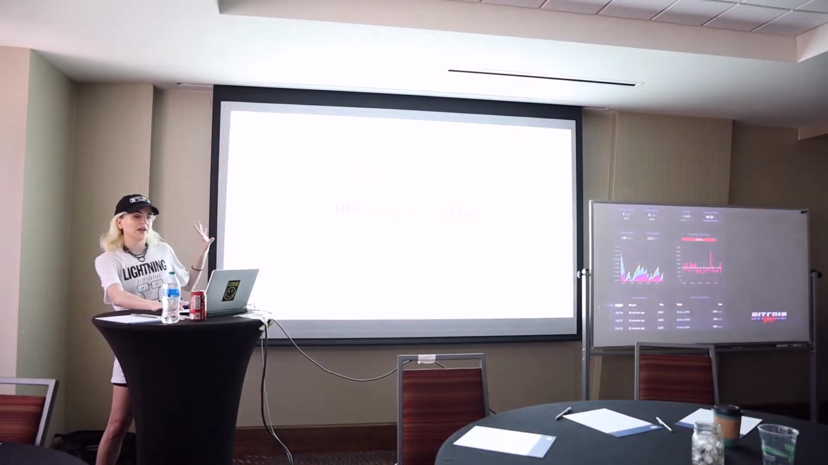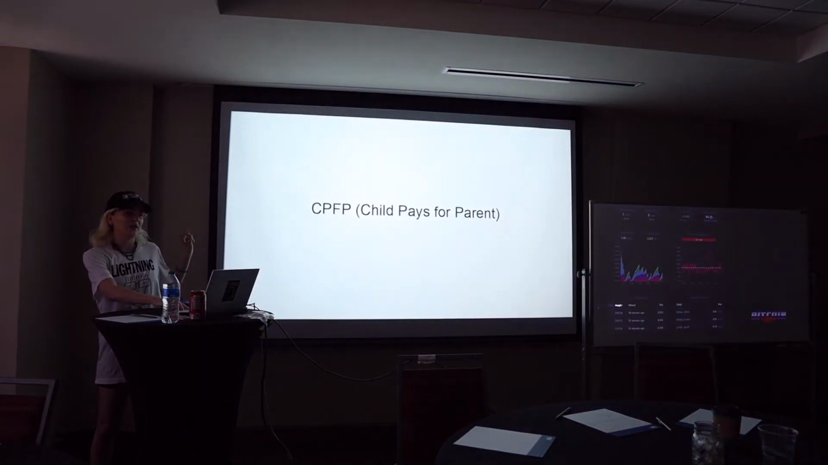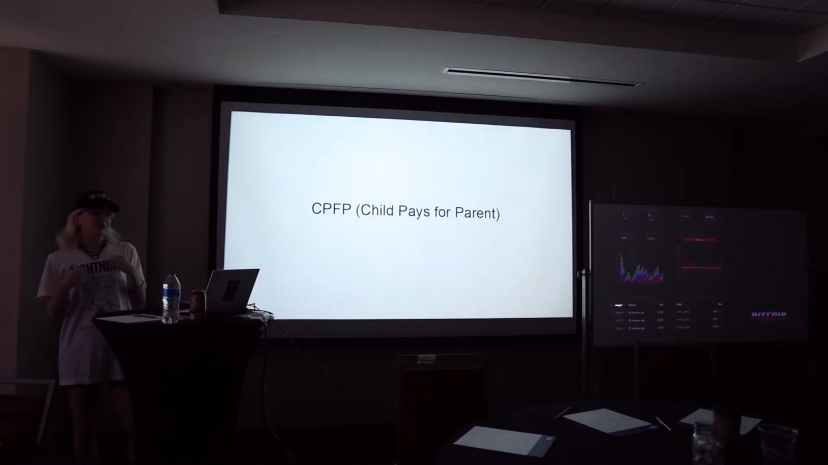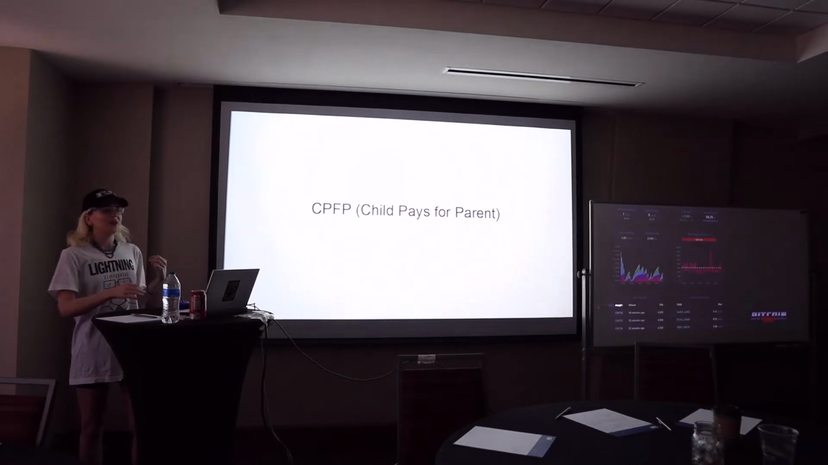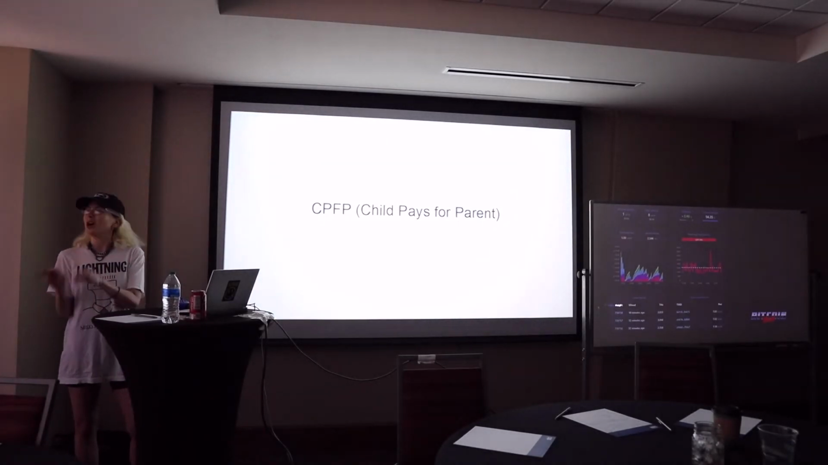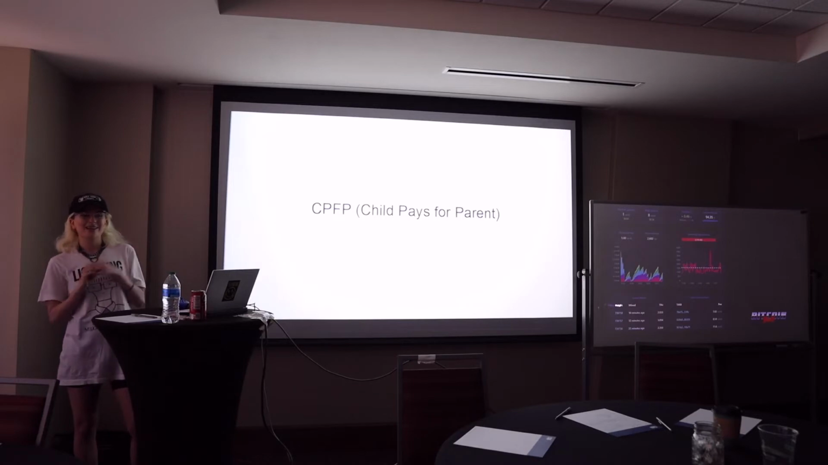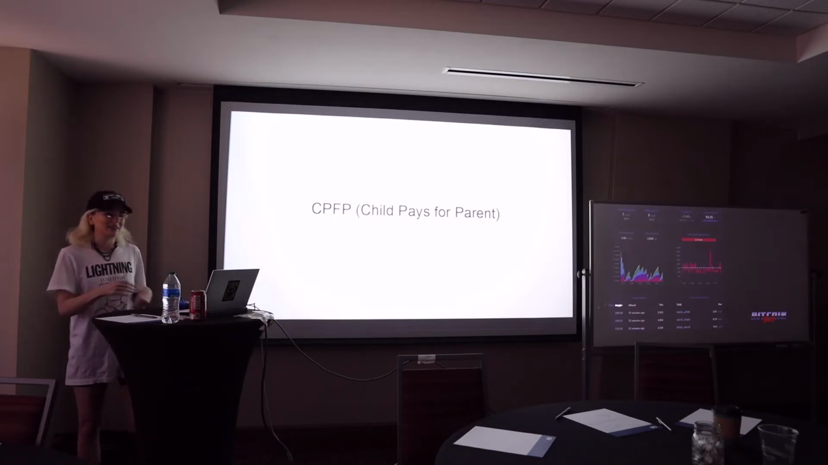Now, one other quick thing that's kind of interesting with child pays for parent is I can bump the fee if I'm the recipient, but I can add additional outputs to a transaction that are smaller, kind of dust amounts, that can go to other recipients who can then use those outputs to bump my fee. And these have a special name in Bitcoin. What do we call them? Anchor outputs. We use these in Lightning, and they're pretty cool.